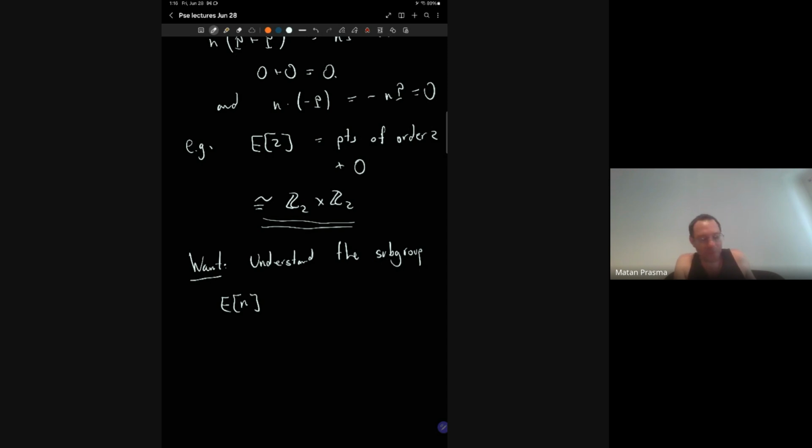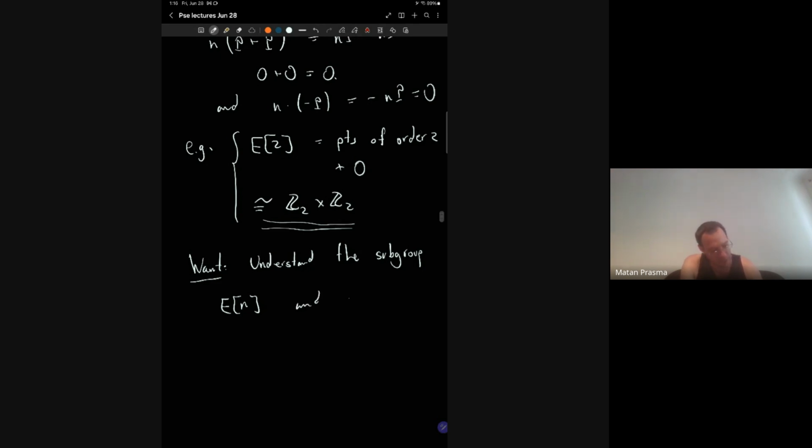And we have the case of n equals 2. For n equals 2, it was Z mod 2 times Z mod 2. So we can expect that E[n] will be isomorphic to Z_n times Z_n. And this will be the case.